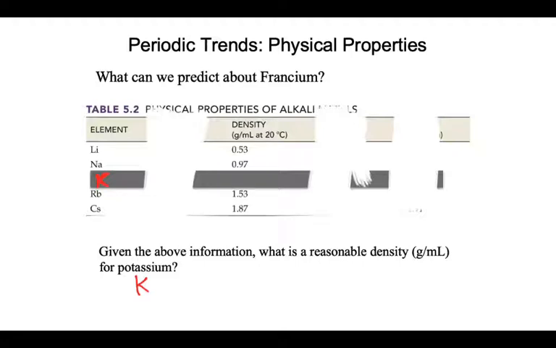What happens as we move down that column to our densities? They get more dense. Okay? So what would be a reasonable guess for potassium? Okay, 1.2, 1.3. Anybody else want to volunteer anything else? 0.7? No, why not? That doesn't match that pattern, right? It would be going backwards. Did everybody catch that and see that?